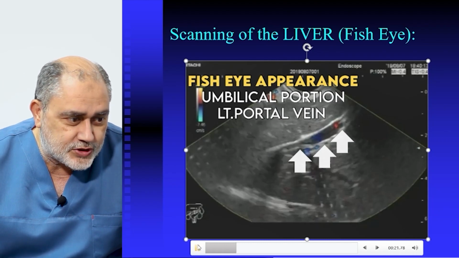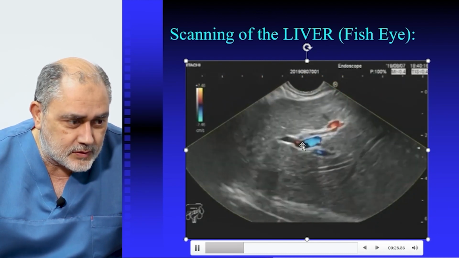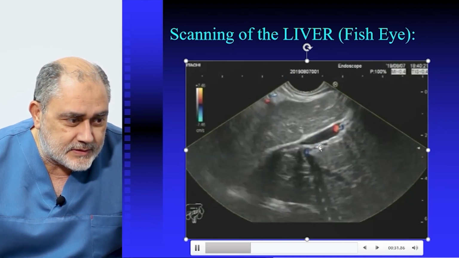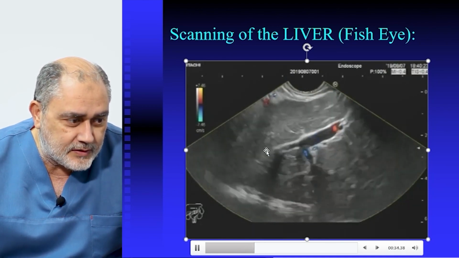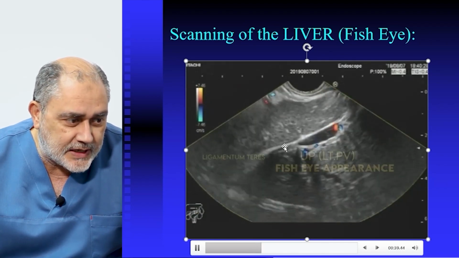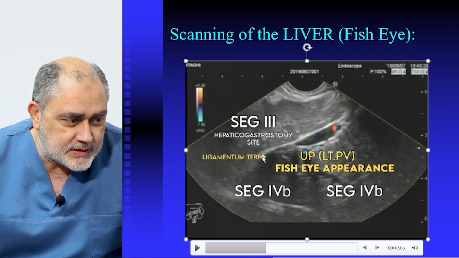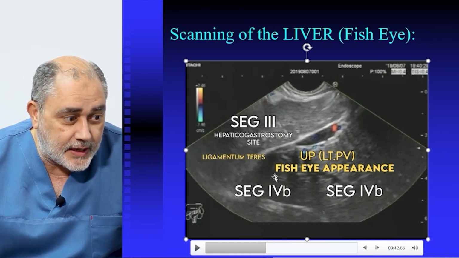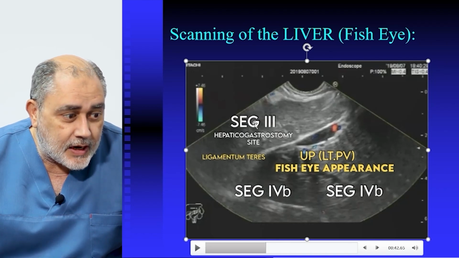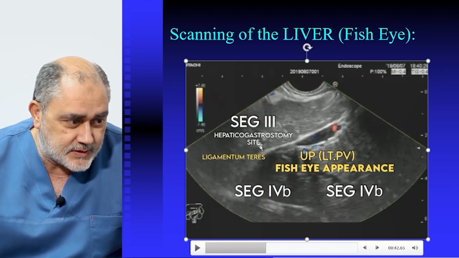And then we push the echo endoscope a little bit forward to locate another ligament at the umbilical portion of the left hepatic vein. This is the ligamentum teres. So this is the ligamentum venosum to the right of the screen and ligamentum teres to the left of the screen. Here we can identify two important segments: segment 3 above the ligamentum teres and segment 4b below the ligamentum teres.